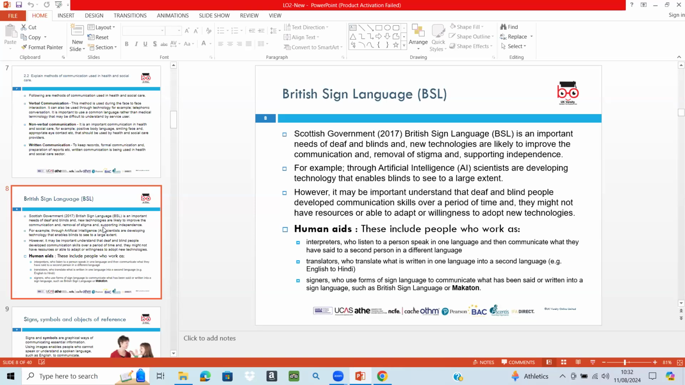Then we have signers. Signers use forms of sign language like British Sign Language to communicate with service users who are deaf. As an example, in a hospital setting, a signer might be present during a doctor's visit to interpret the conversation for a deaf patient. Why do we do that? To ensure they are fully informed and can ask questions.